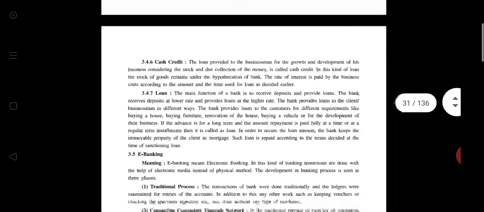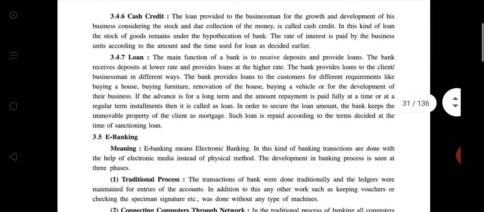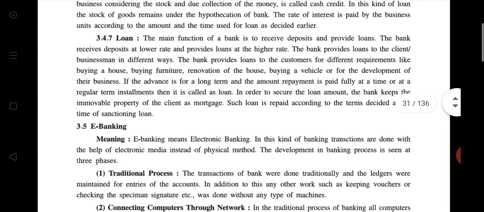The main function of a bank is to receive deposits and provide loans. We all know that. Then the bank receives deposits at a lower rate and provides loans at a higher rate. The difference between these two rates is called profit. So the bank provides loans to clients or businessmen in different ways, for different requirements like buying a house, buying furniture, renovation of a house, buying a vehicle, or for studies and development of their business.